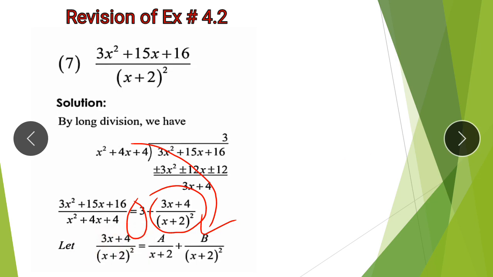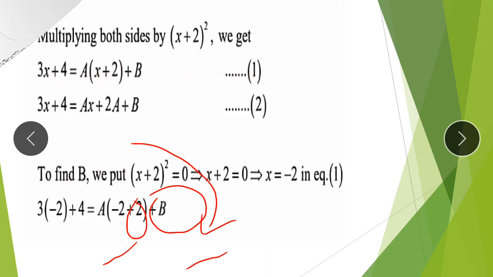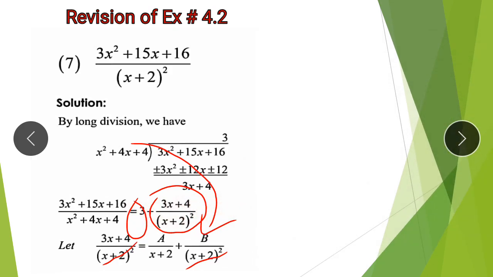When you multiply, you can see what will get cancelled: this one will get cancelled and the denominator of b will also get cancelled, and with a you will just have 1 time x plus 2. So let's go ahead, then you will see here 3x plus 4, and with b there will be no expression. This will be named as equation number 1 here. This equation is used for putting the value of x in order to find one of the constants here.